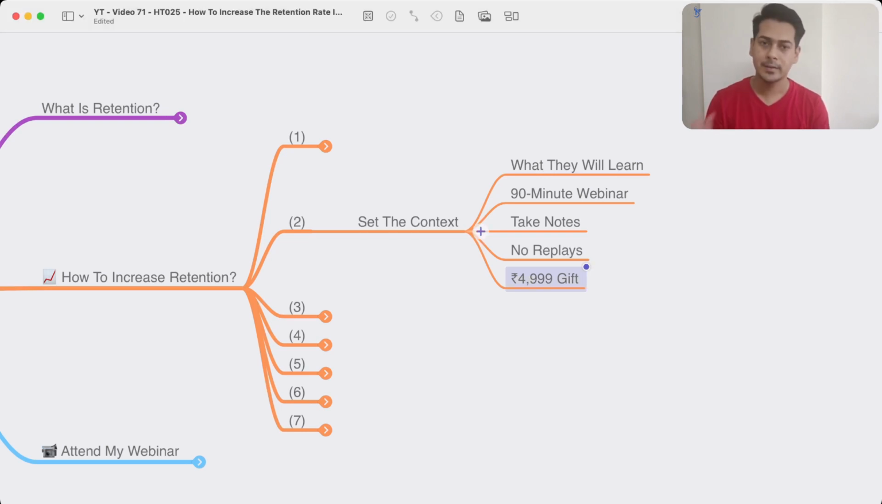Okay, so set the context, and when you set the context, tell the people what they will learn, how long they will learn it for, what they should do, and if they stay, what they will get. Okay, so when you set the context, people will know, okay, I have 90 minutes, I have to learn, I have to take notes, and if I stay, I will get a gift. Okay, so this last part, the 4,999 gift, helped me to improve my conversion, helped me to improve my retention rate.